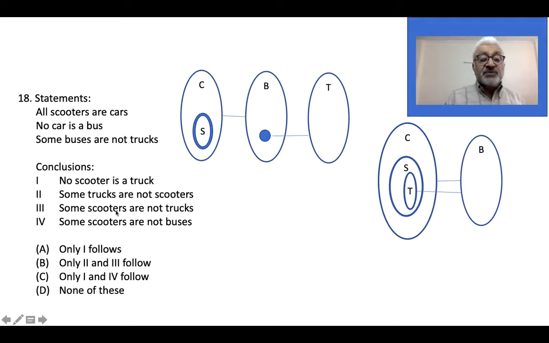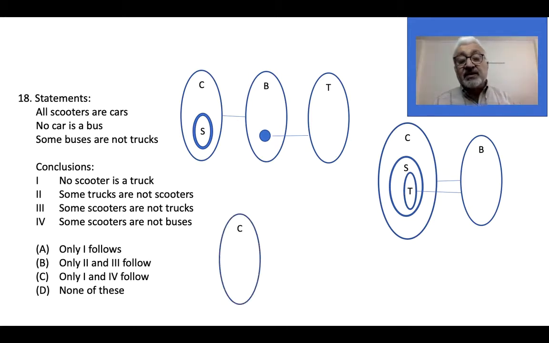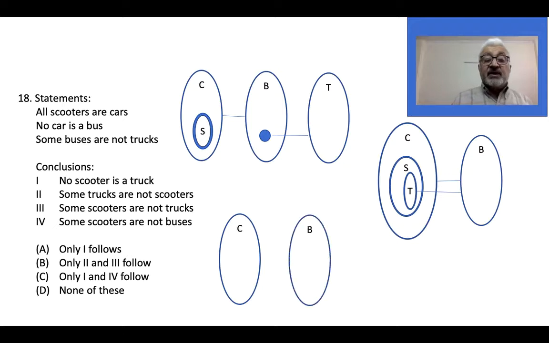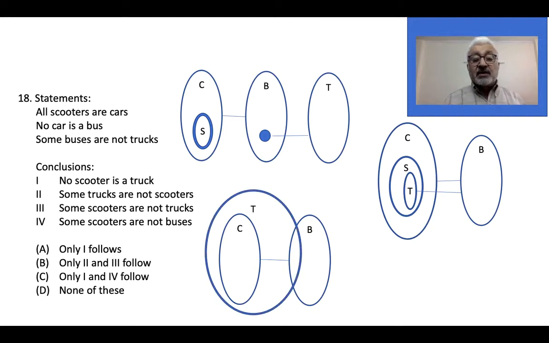All right. Then it says some scooters are not trucks. Can we confirm that some scooters are not trucks? It's confirmed here. It's confirmed here. So should we mark the third as true? Before we say that, let's look at another diagram. This is confirming no car is a bus. We've got a bar in between, and it is also confirming some buses are not trucks. Is this representing some buses are not trucks? Look at this. I have this part of buses which are away from trucks. Therefore, this is representing some buses are not trucks. But what the trucks are doing is that they've taken cars inside them.